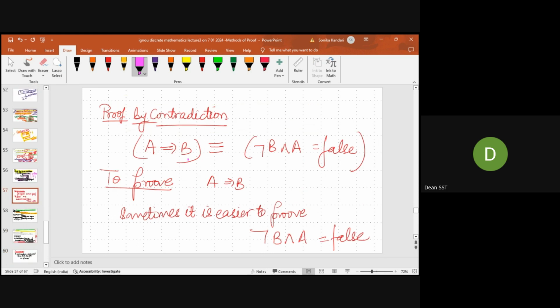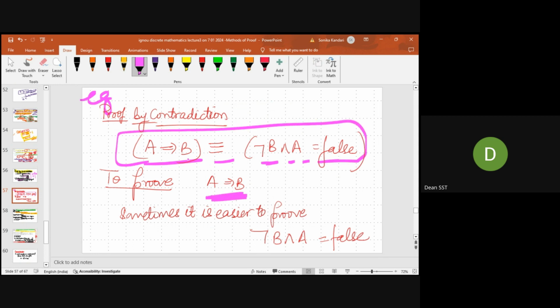Let us do it with the help of an example. Proof by contradiction. A implies B is equivalent to not B and A is false. To prove A implies B, sometimes it is easier to prove not B and A is false. We will see it with the help of one example.